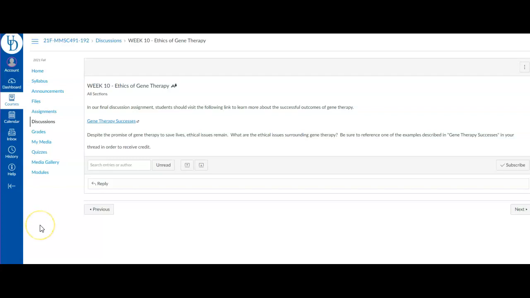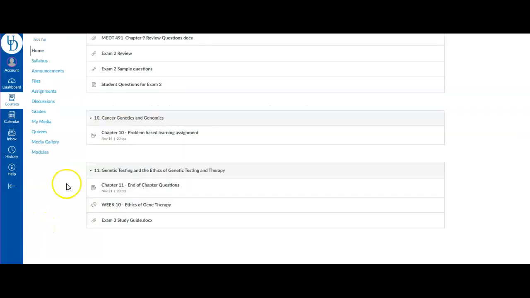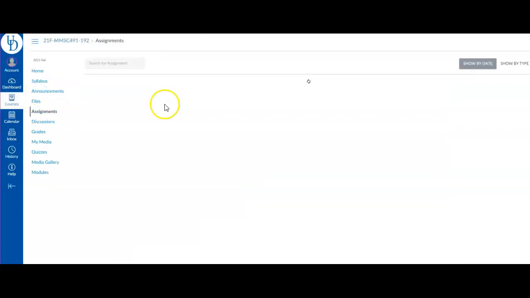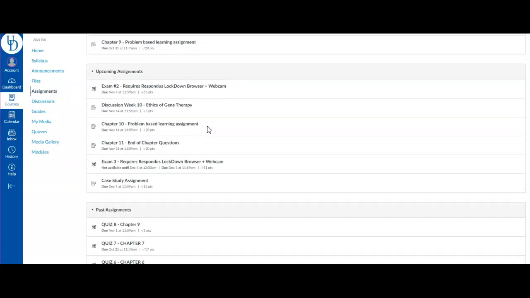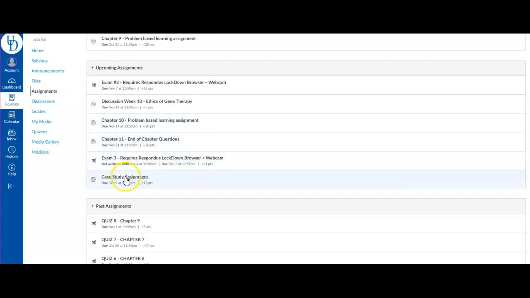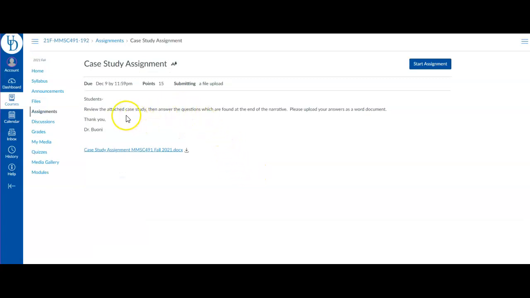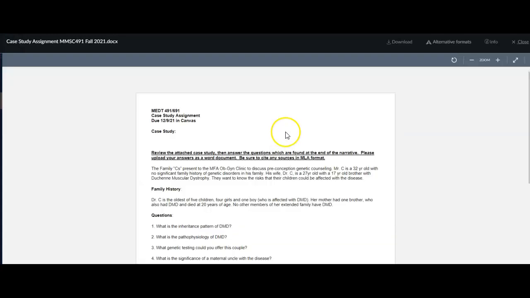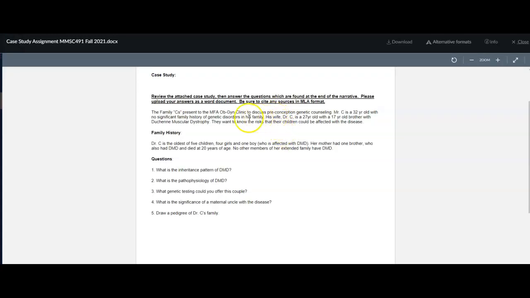And let me cover one more thing before I get to the exam review. You'll also notice under assignments that there's one more. It's also on your syllabus, which is a case study assignment due December 9th. This case study assignment is going to have you reviewing this document here, and you are going to upload a Word document that addresses this particular family who went to a genetic therapist. They were concerned about DMD in their family, and they wanted to know what risks their kids would have. These are the questions you would answer in this Microsoft Word document.